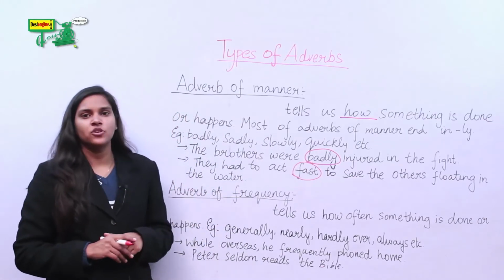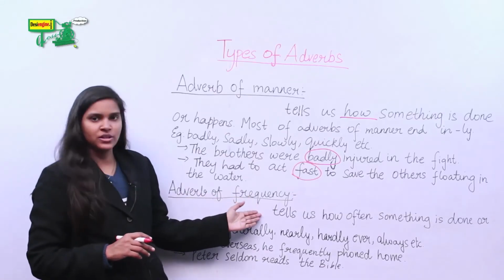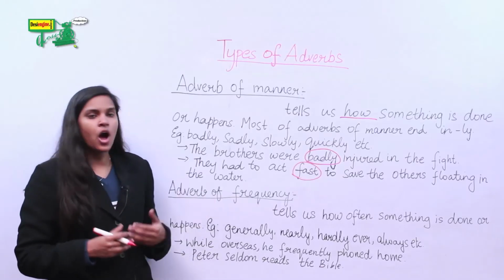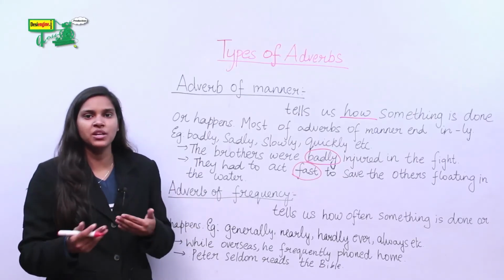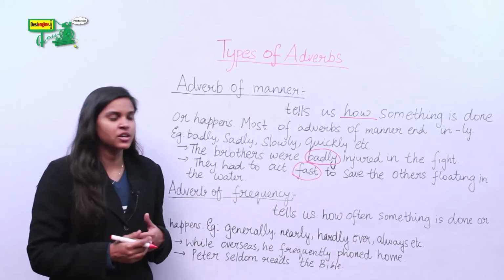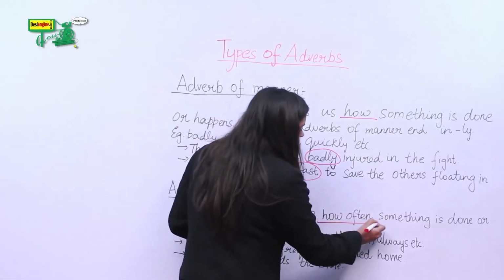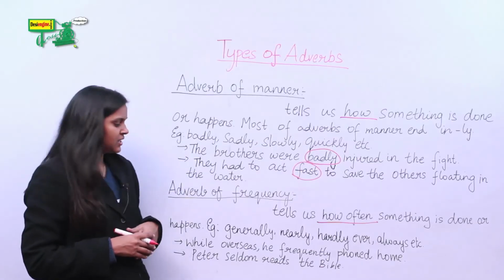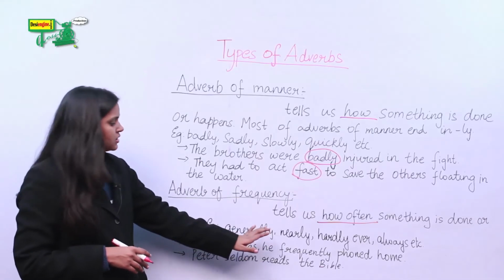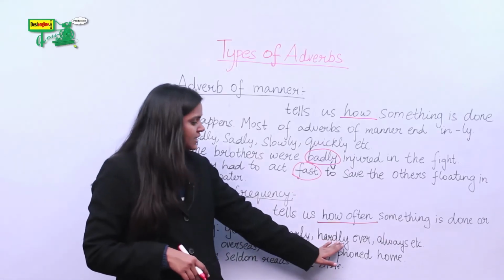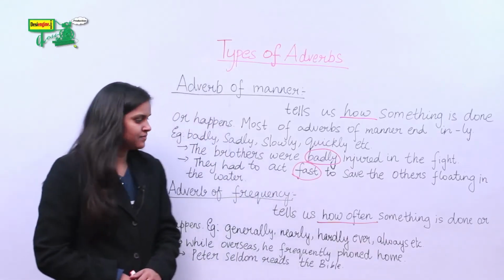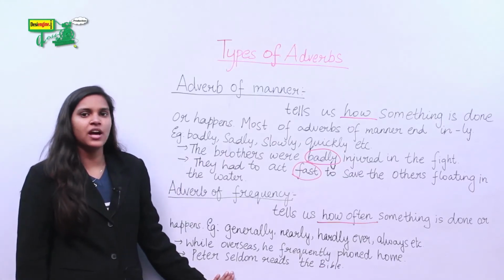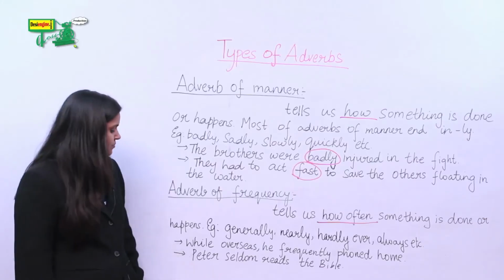The next kind of adverb is adverb of frequency. Frequency, as the name suggests, shows how often something happens. The key word over here is how often. Examples of adverbs of frequency are generally, nearly, hardly ever, always. I've written down 2 sentences where we'll try to find out the adverb of frequency.